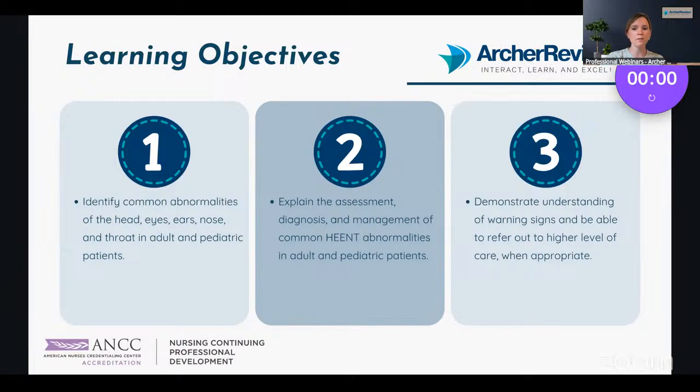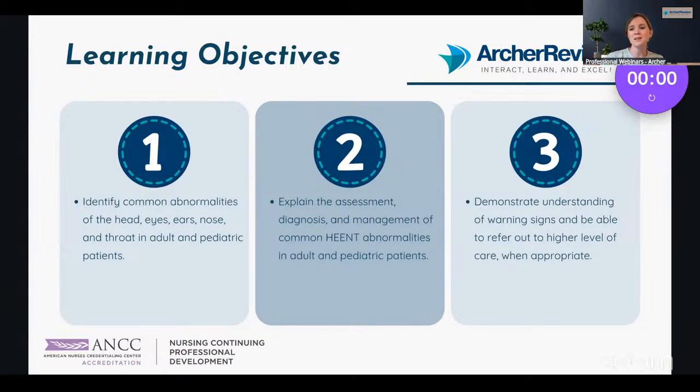So as we're talking about these things, I really want to make sure you know about the red flags and when to refer out, because especially as nurse practitioners, we can't know everything. So we need to know when those red flags come up, what to do and where to send them, so we can have a good understanding of what our scope is.